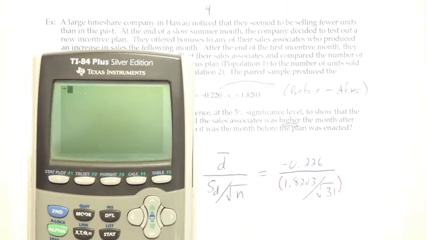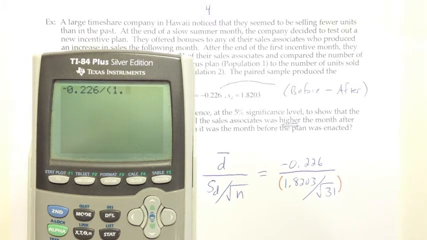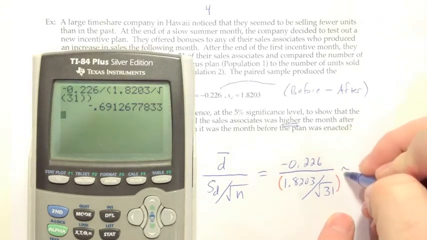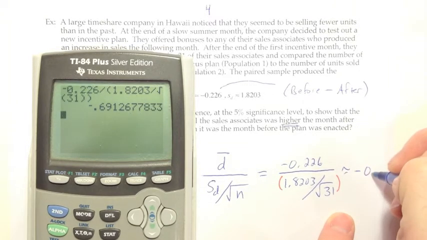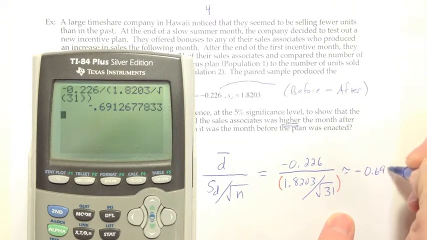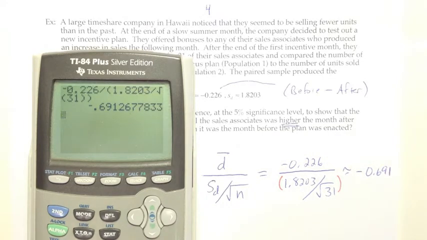So in the numerator we have negative 0.226. We're going to divide that by 1.8203 divided by the square root of 31. Again, remembering parentheses around the denominator so that this division right here happens before the overall division in the fraction. And when I do that, I get a test statistic of negative 0.691, which we should know from previous hypothesis tests is kind of a small difference.